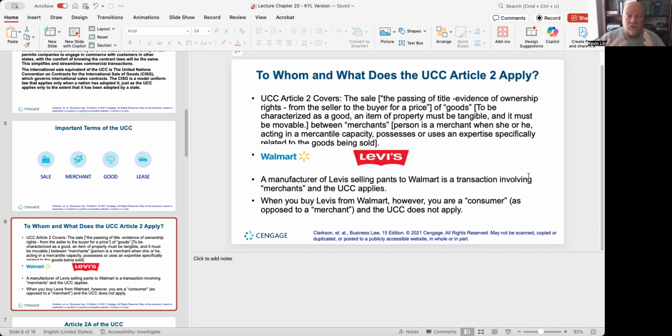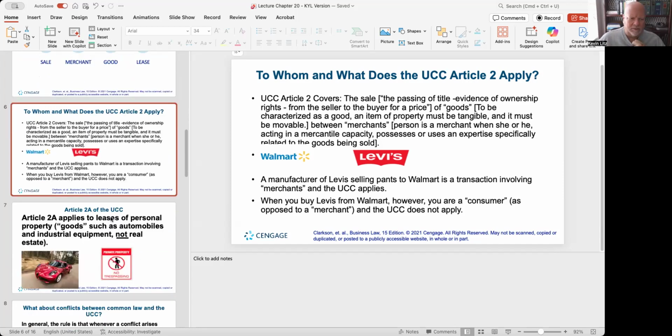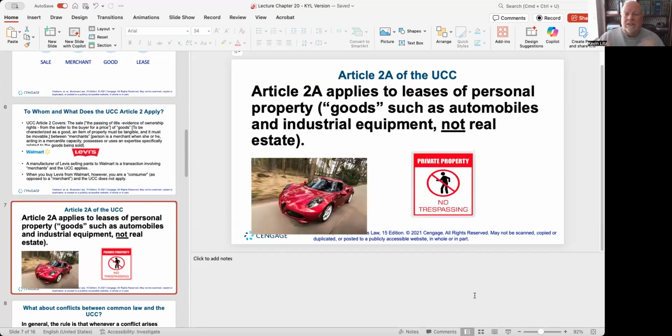Let's say that again. The Uniform Commercial Code does apply to the sale between Walmart and Levi's because those are merchants engaged in business, usually considered more sophisticated, more practiced, while your purchase from Walmart of Levi's is not under the Uniform Commercial Code because it is not a sales transaction between merchants. 2A, leases. It's similar to goods, but it has to do with leases. For example, you lease a car. That comes under Article 2A, where Article 2 applies to the sale of goods.